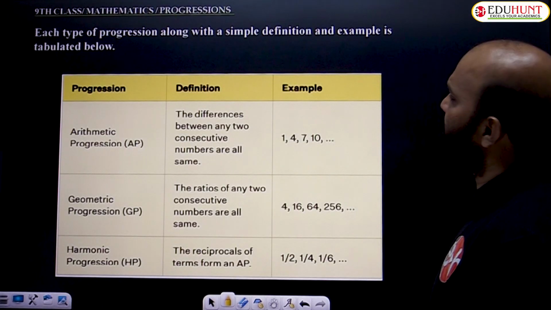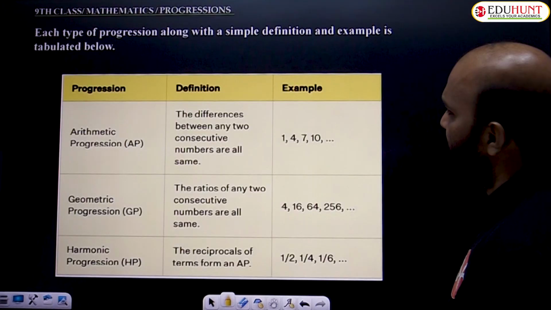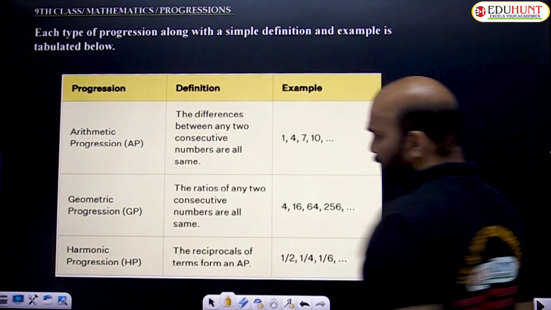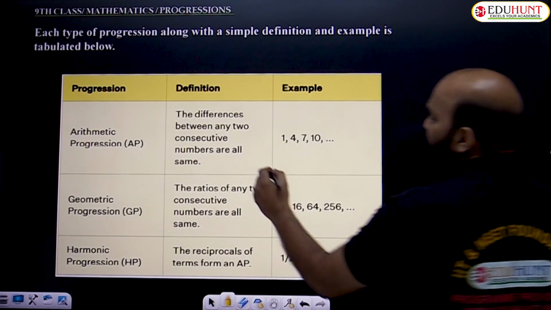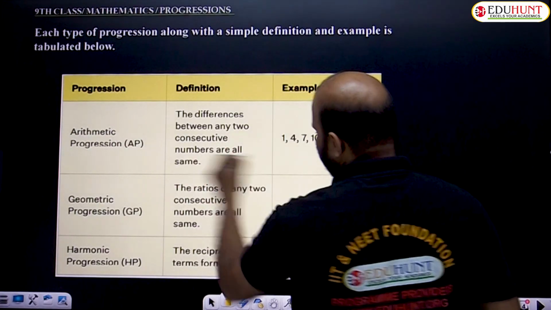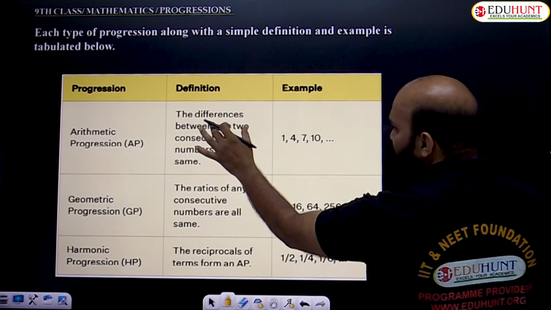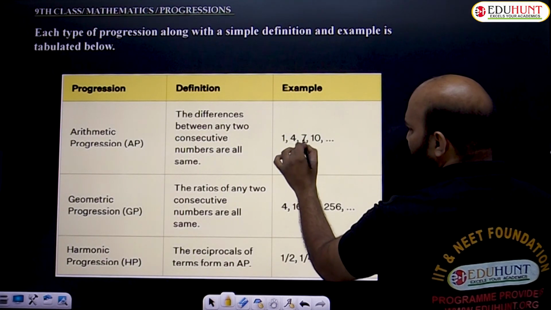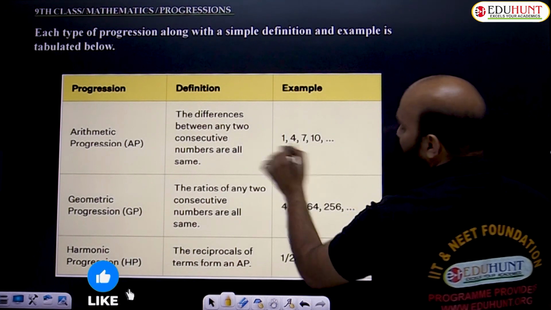Each type of progression along with its simple definition and example is tabled below. So I have given progression, definition and example. Arithmetic progression, AP: the differences between any 2 consecutive numbers are all the same. For example, 1, 4, 7, 10. These are consecutive numbers, and the common difference is the same.